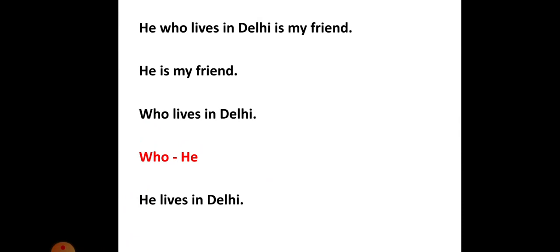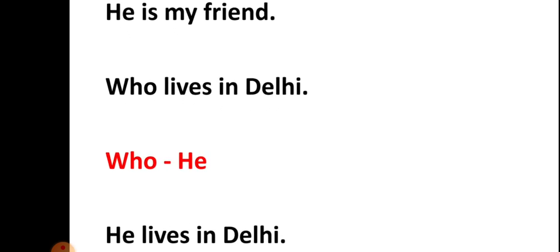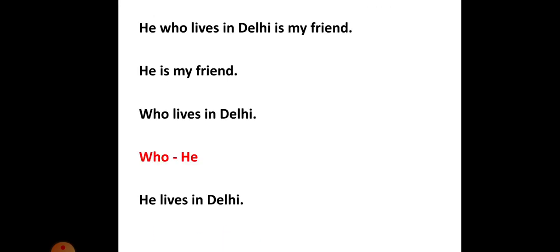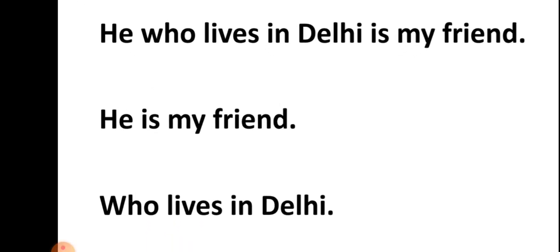Let's first try to understand how we use who. There is an example here. He who lives in Delhi is my friend. Now let me divide this statement into two parts. He is my friend who lives in Delhi. So what is who referring to? I have used who to refer to he. That means I can replace he with who, or I can replace who with he. So who lives in Delhi means who can be replaced with he. He lives in Delhi. So you need to understand here in this particular statement, he who lives in Delhi, who is used to refer to he.